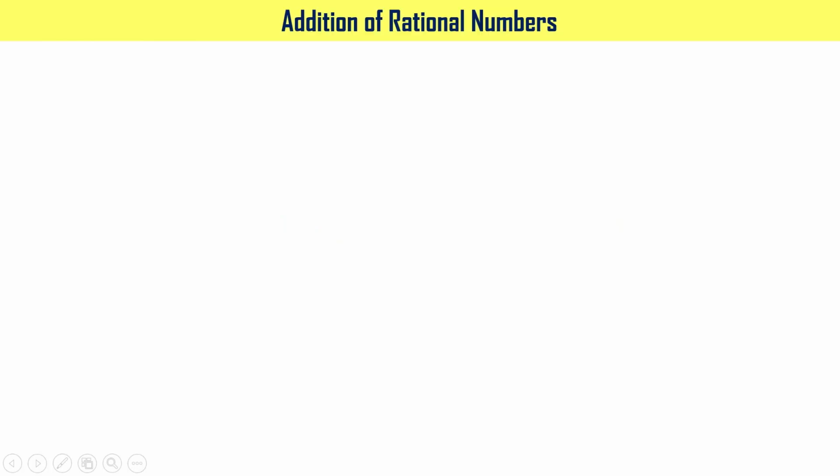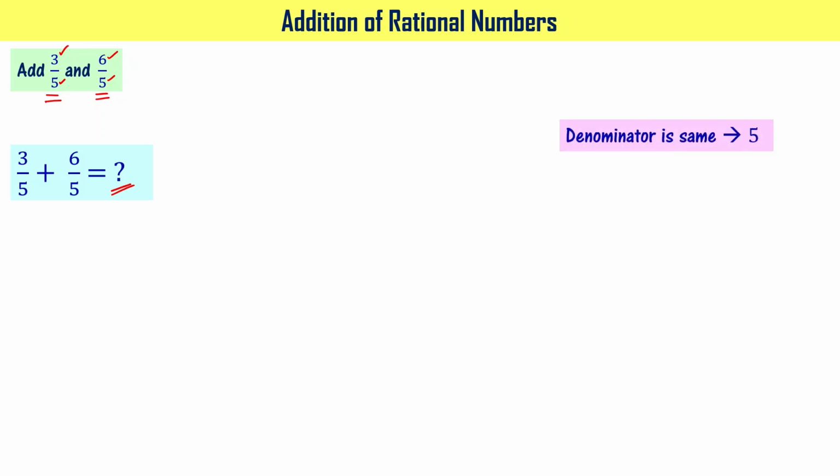Addition of rational numbers. Let's add 3 by 5 and 6 by 5. 3 by 5 is a rational number because it is a ratio of two integers 3 and 5. 6 by 5 is another rational number because it's a ratio of two integers 6 and 5, right? Here we want to add two rational numbers, 3 by 5 and 6 by 5. That can be written as 3 by 5 plus 6 by 5. We want to find what is the resultant rational number you obtain when you add 3 by 5 and 6 by 5, right? If you observe, the denominator of these two numbers is same, that is 5, right?